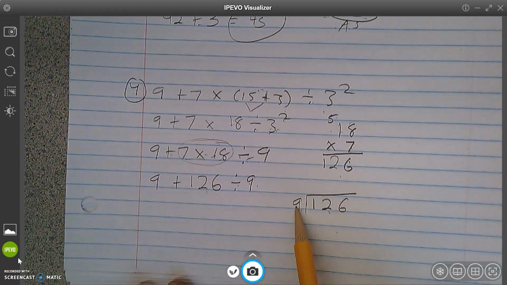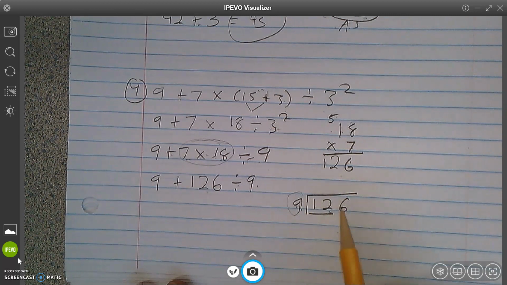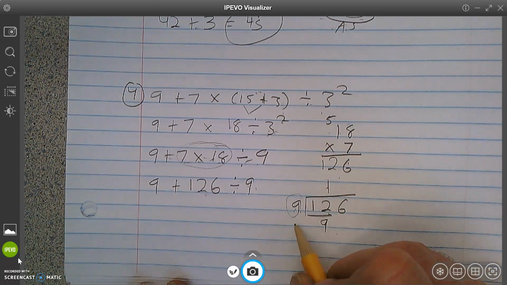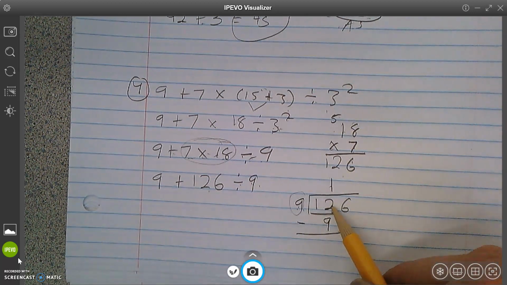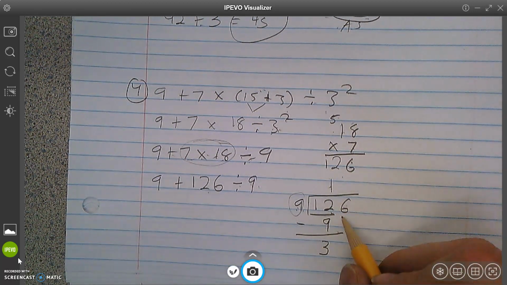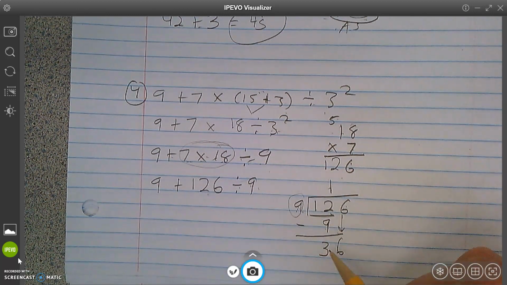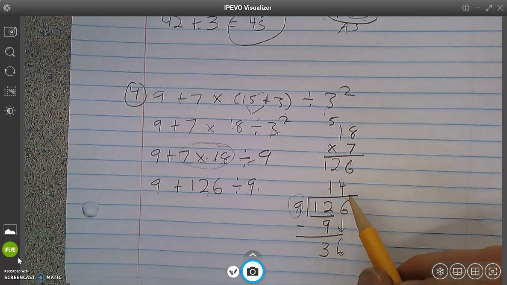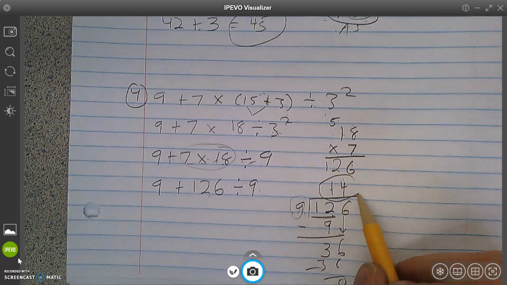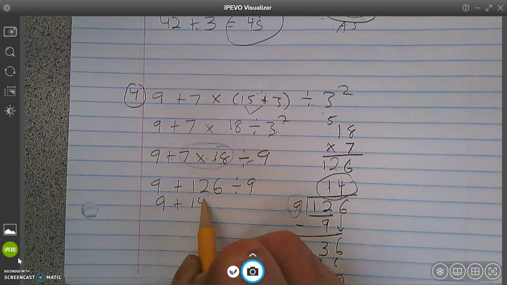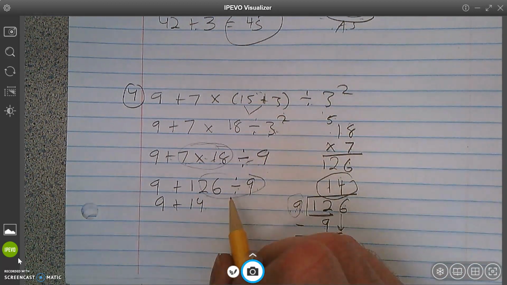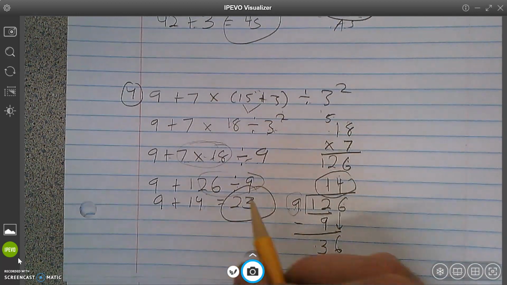126 divided by 9. Okay, so 9 goes into 12 once, right? 1 times 9 is 9. 12 minus 9 is 3. And then bring down the 6. 9 goes into 36 4 times. There we go. 4 times 9 is 36, and we're done. So this is 14. So 9 plus 14, because this is 14. All right, cool. What's 9 plus 14? Yeah, 23. Answer right there.